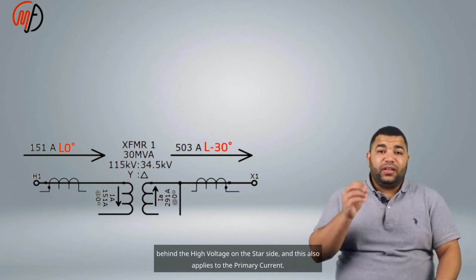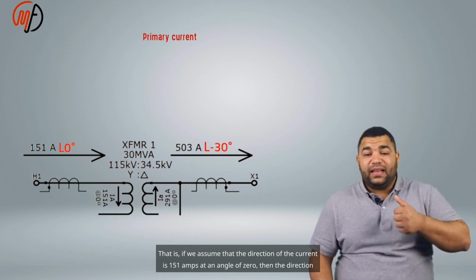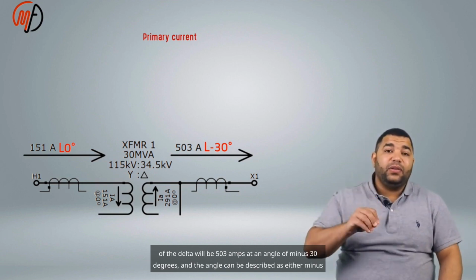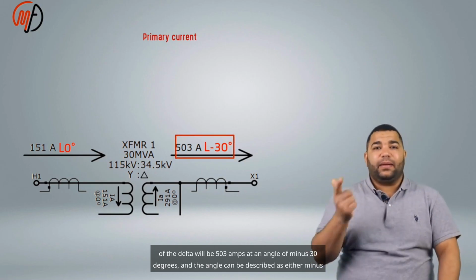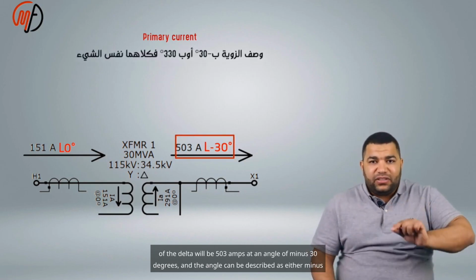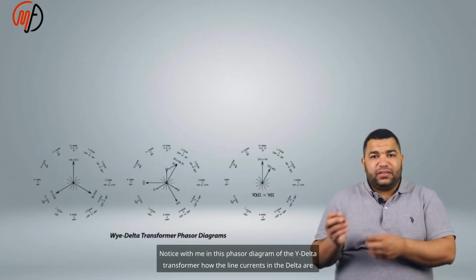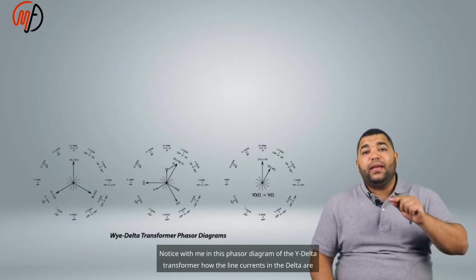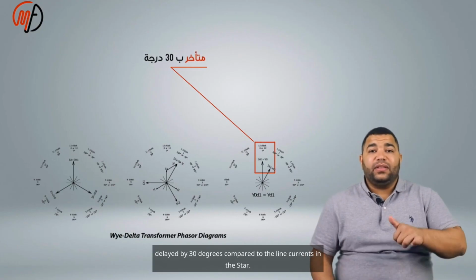That is, if we assume that the direction of the current is 151 amps at an angle of 0, then the direction of the delta will be 503 amps at an angle of minus 30 degrees, and the angle can be described as either minus 30 degrees or 330 degrees. Notice with me in this phasor diagram of the Y-delta transformer how the line currents in the delta are delayed by 30 degrees compared to the line currents in the star.